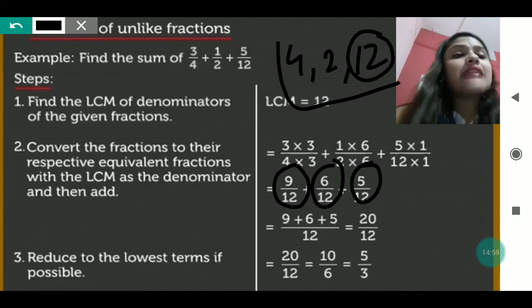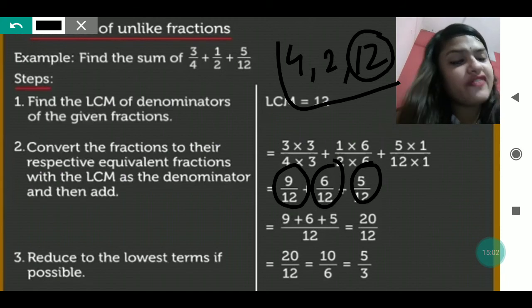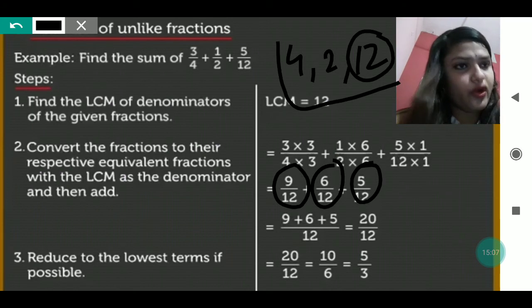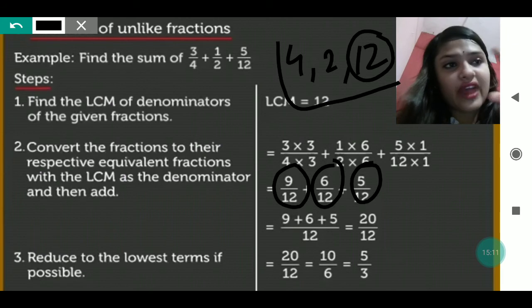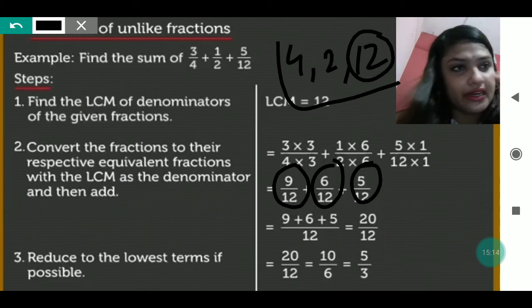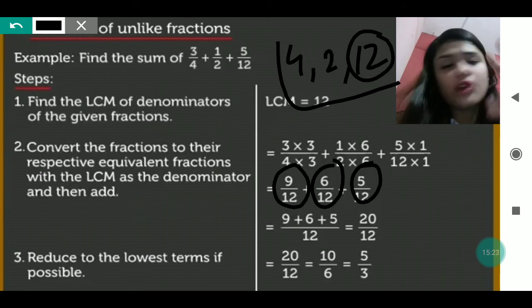Here it is written. Now what happened? We have already changed the unlike fractions into like fractions. How have we changed them? By using equivalent fractions. First we found the LCM of all the denominators. Whatever lowest common multiple we got will be considered as the denominator, and we multiply the numerator and denominator by the appropriate number, so that we get 12 as the denominator everywhere.